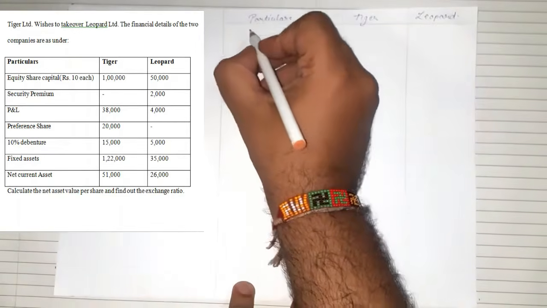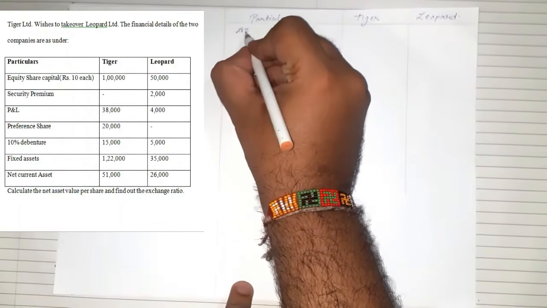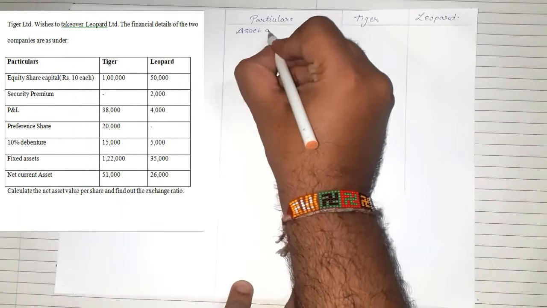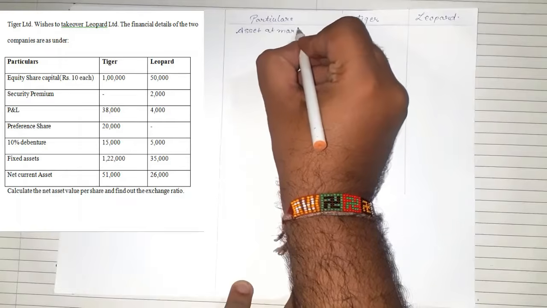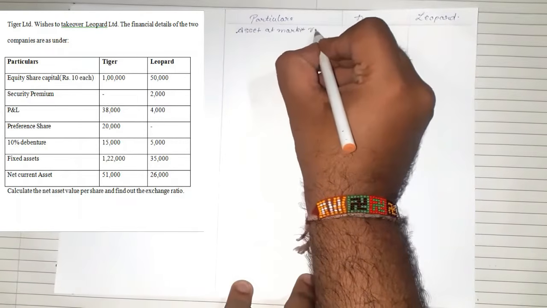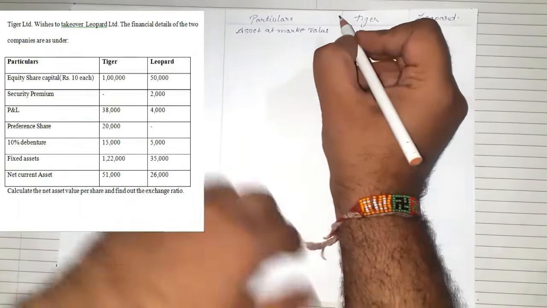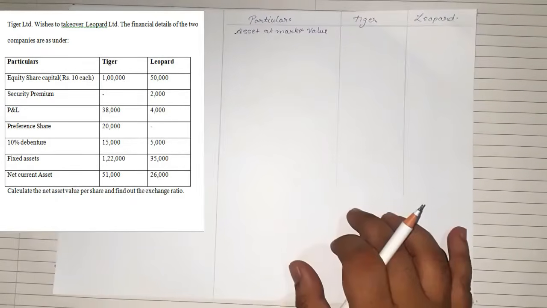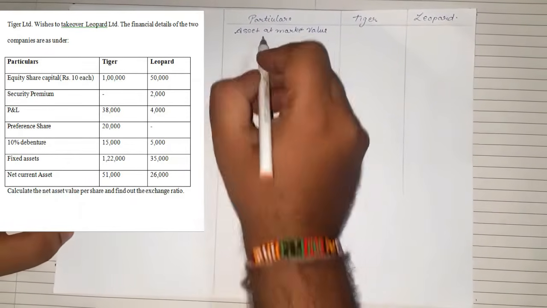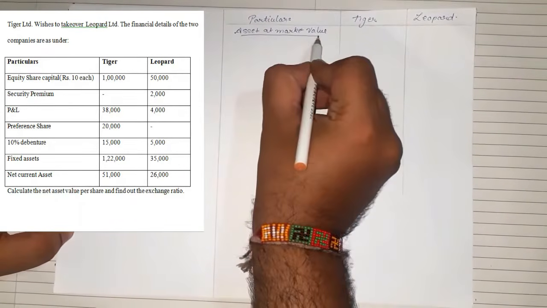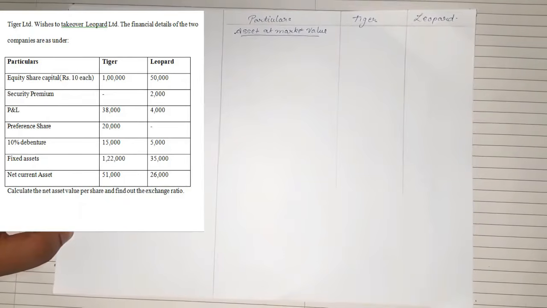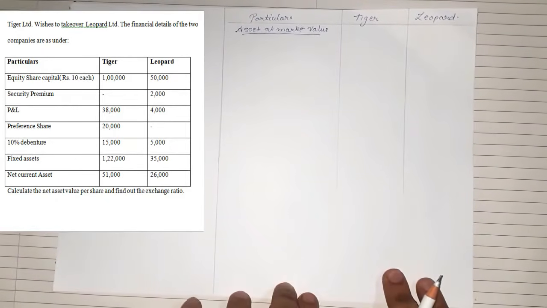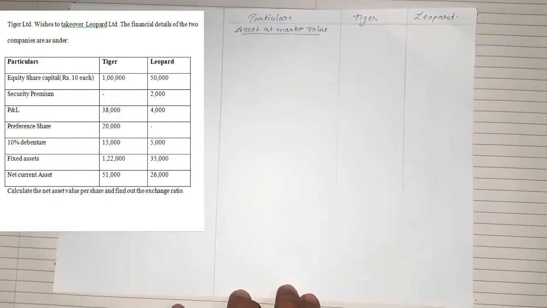So number one, what we note down here, we'll write assets at market value. Okay, asset at market value. We will underline this line asset at market value, and we'll note down what all assets have been given to us in the question. Now if you look carefully in the question, they have given us fixed asset and net current asset.